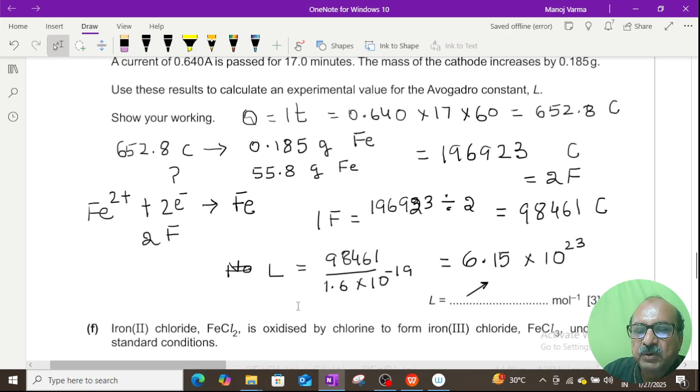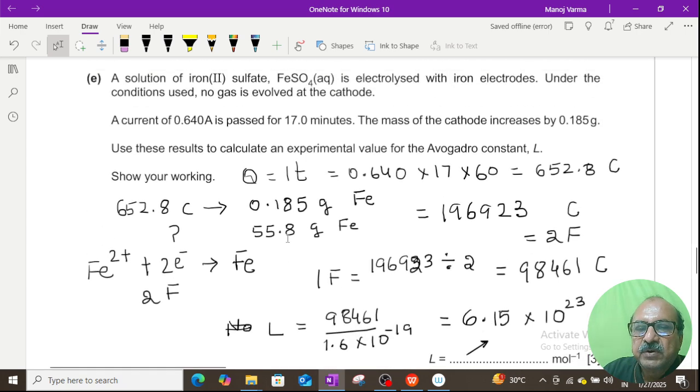So this is what I'm going to do, and so it is that a solution of iron 2 sulfate is electrolyzed with iron electrodes. Under the conditions, no gas is evolved. A current of 0.640 ampere is passed for 17 minutes. The mass of the cathode increased by 0.185 gram. Use these results to calculate the experimental value of the Avogadro constant L. Show your working. I have done this question in a way slightly different from the way given in the mark scheme, but I found this method to be more suitable, so let's do it.